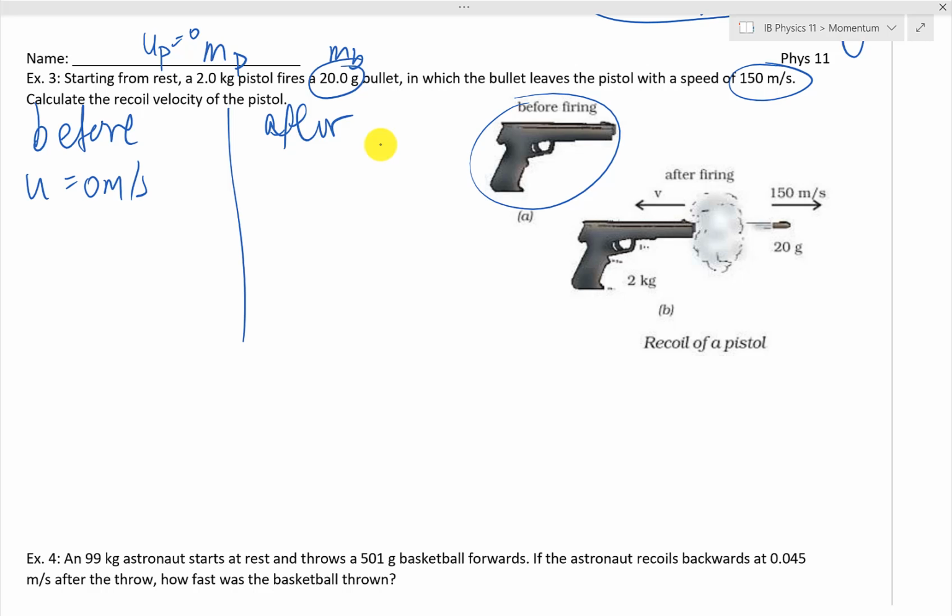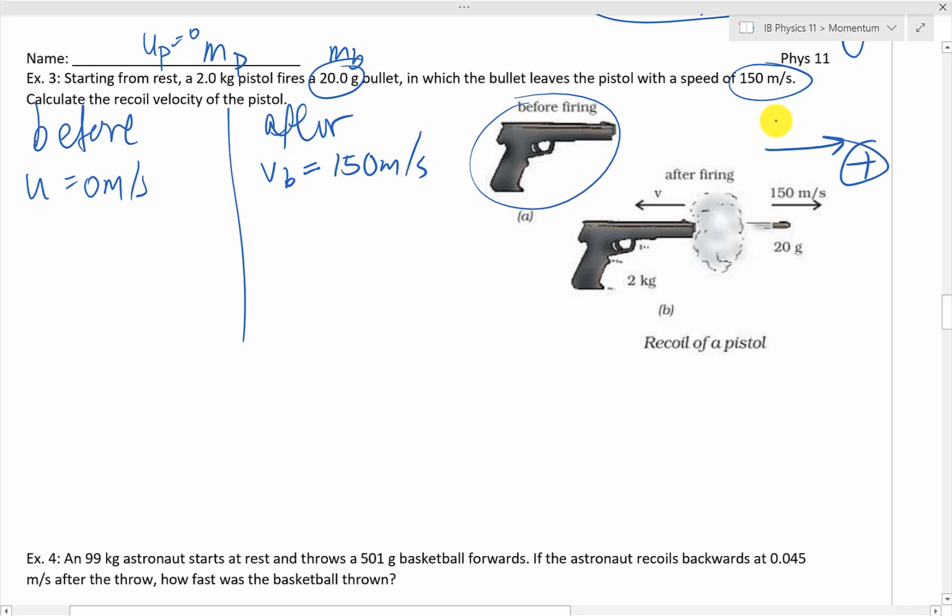After the explosion, or after the event, we have the bullet leaving, so I'm going to write VB for bullet, leaving with 150 meters per second, in which I'm going to label this direction of the bullet as the positive direction. Remember, momentum, directions matter. We need to calculate the recoil velocity of the pistol. So that's going to be my VP, and that's what we don't know.